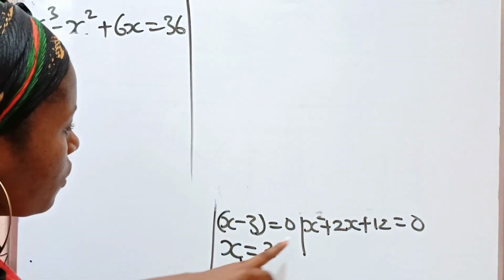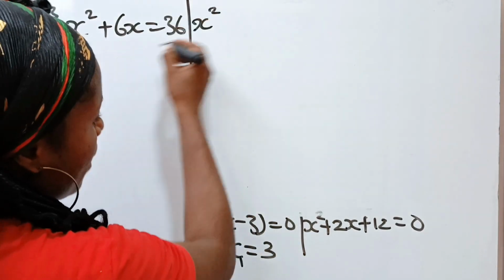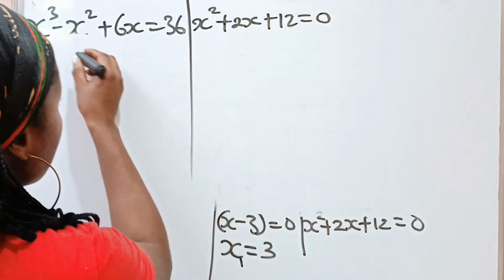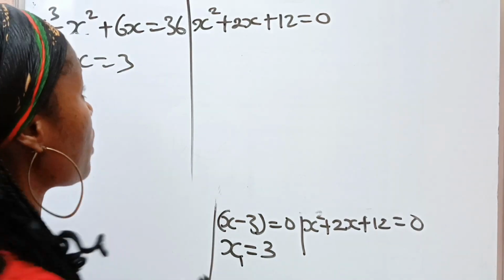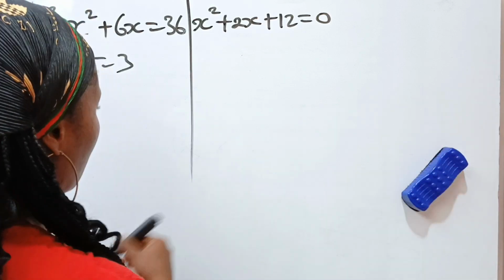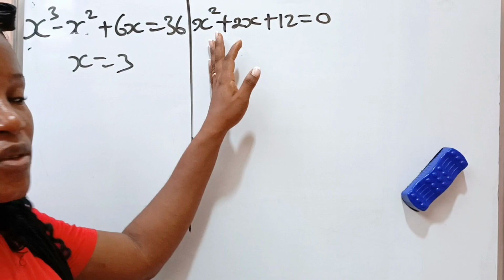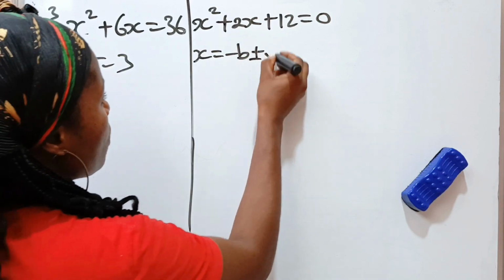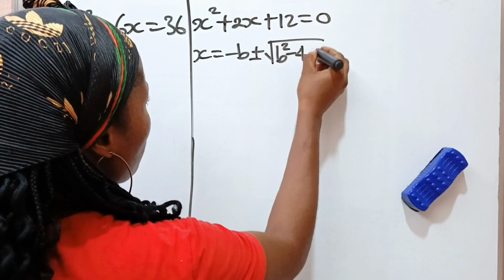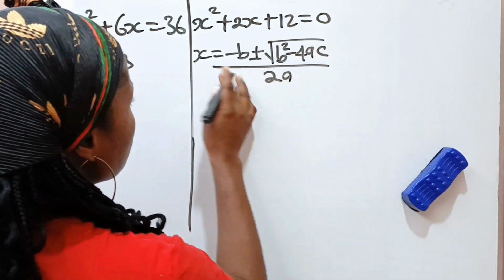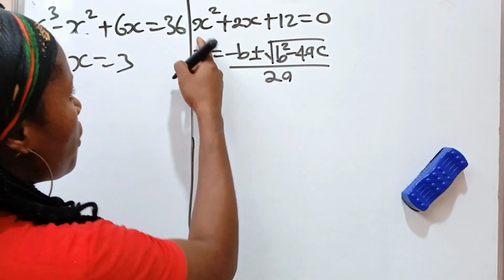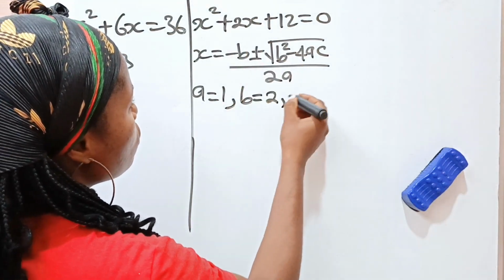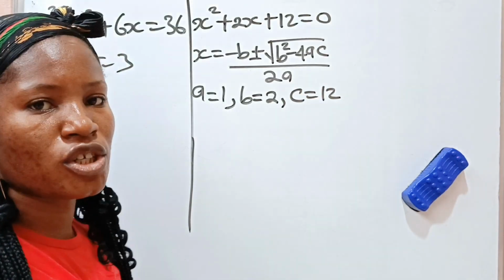Now this is what we want to solve. x squared plus 2x plus 12 is equal to 0. You have already gotten the first x to be equal to 3. So let me now clean everything. Now look at what we have. We solve this using the quadratic equation formula that states that x is equal to minus b plus or minus square root of b squared minus 4ac, everything divided by 2a. Now a is the coefficient of x squared, which is 1, b is the coefficient of x, which is 2, and c is our constant, which is 12.